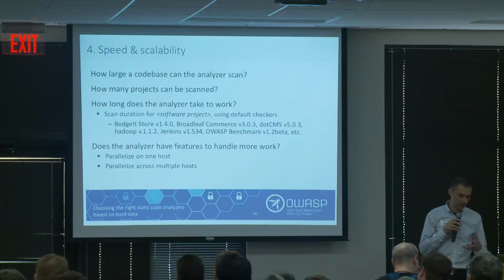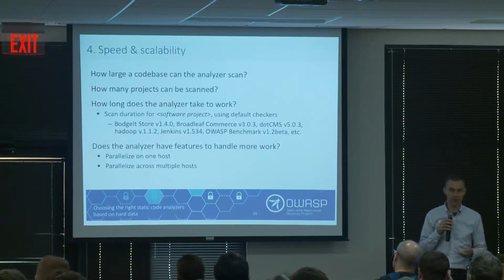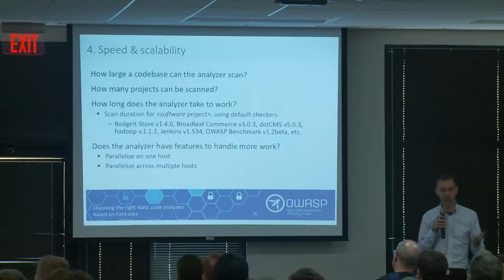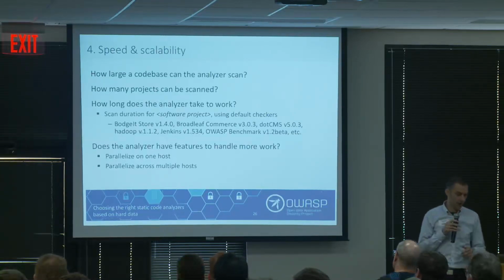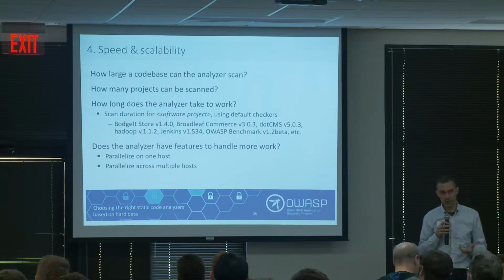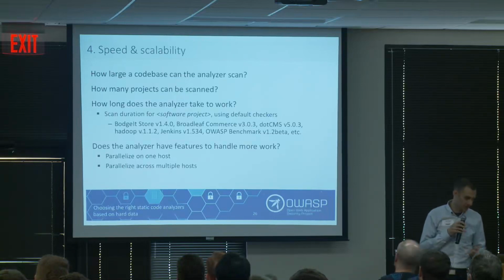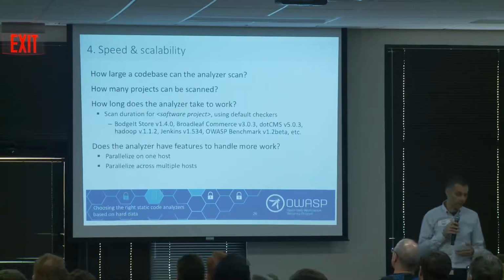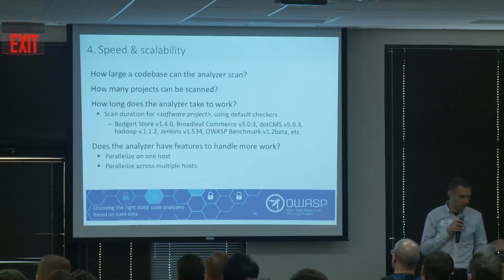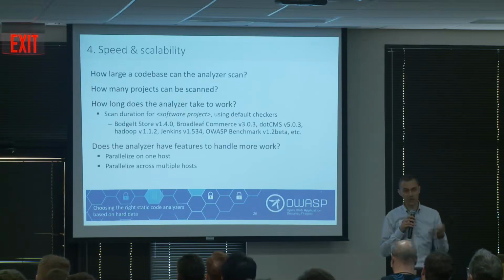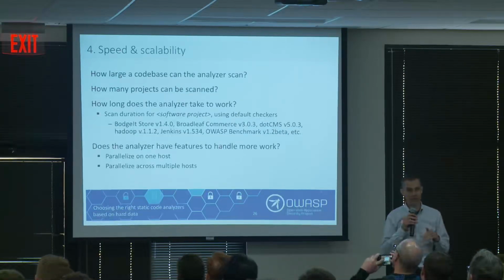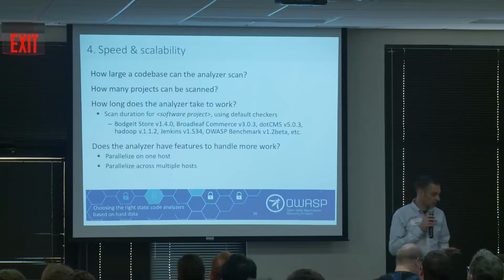So some analyzers will exhaust memory if you've got a really complex problem, right? A big application, and you try to do it all at once. So how much of the code base you can analyze at any one time is something you need to pay attention to. How many projects can be scanned? Maybe that's just a licensing constraint, but it's something you need to pay attention to. And how long it takes to work. So there are a lot of different checkers written into analyzers, and there's a bunch of different underlying technologies, and they all work in different ways.